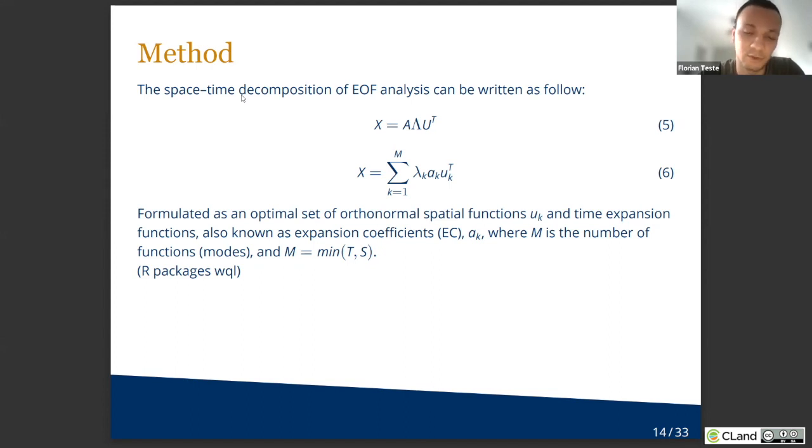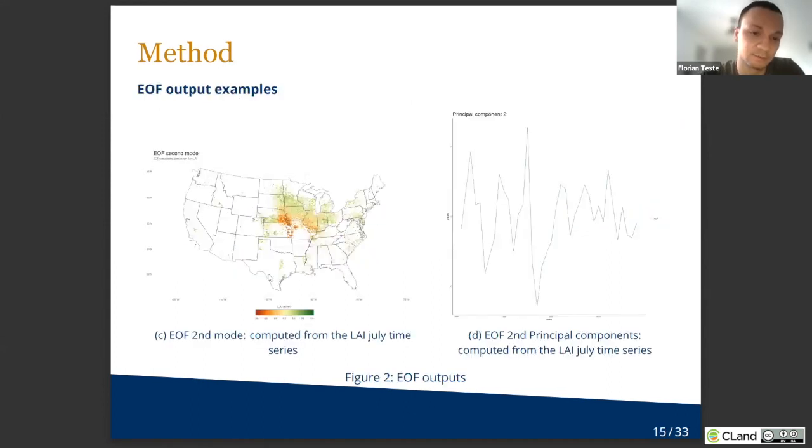So in the output, you will have two types of data. A spatial mode, so on the left, it's a map, you have one value per pixel, and you will have a time series, the principal component or expansion coefficient. And this is what we use in our model to predict the price. So this is the A of K.